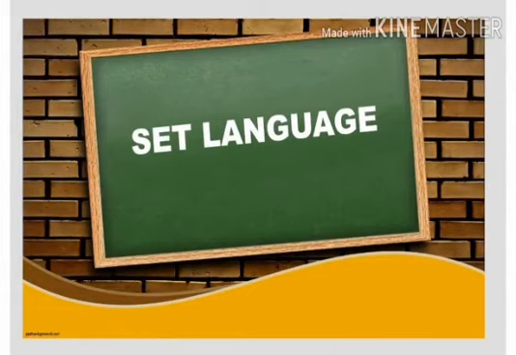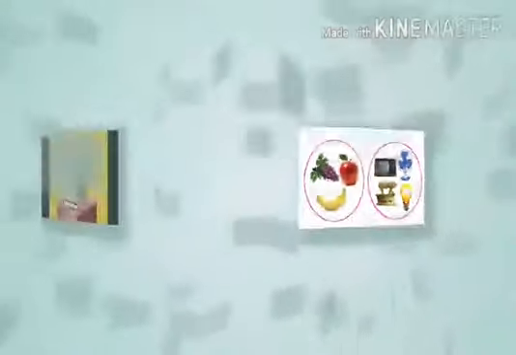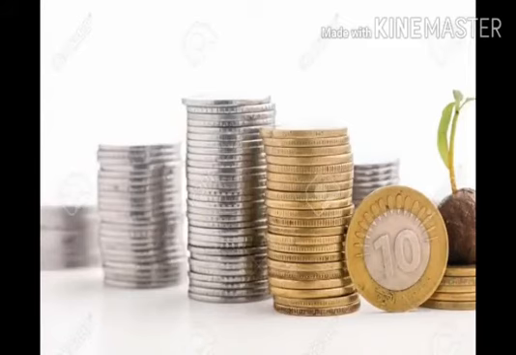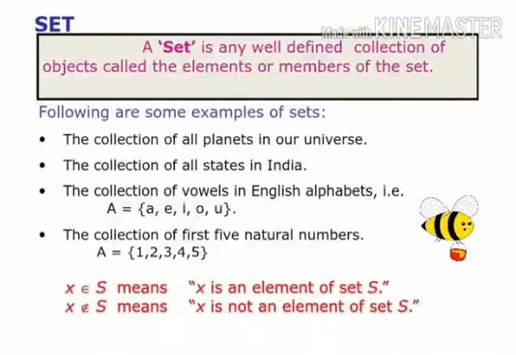In this pictorial representation, we shall come to know the set of fruits and the set of home appliances. In our daily life, we often deal with collections of objects like books, stamps, coins, etc. Set language is a mathematical way of representing a collection of objects. A set is a well-defined collection of objects.